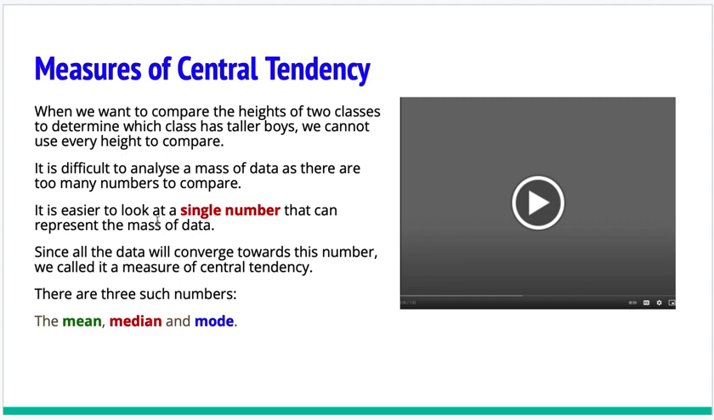When we want to compare the heights of two classes to determine which class has taller boys, we cannot use every height to compare. It is difficult to analyze a mass of data as there are too many numbers to compare. It is easier to look at a single number that can represent the mass of data. Since all the data will converge towards this number, we call it a measure of central tendency.